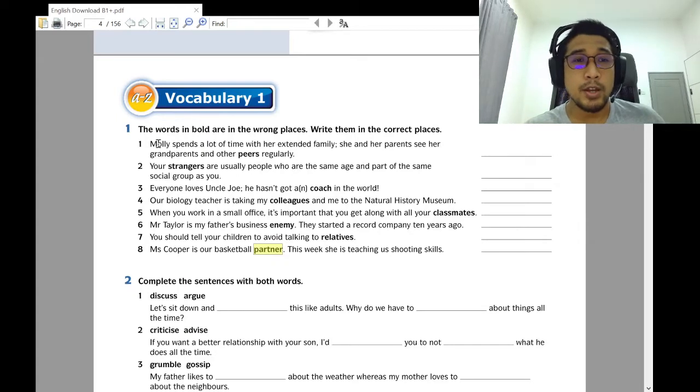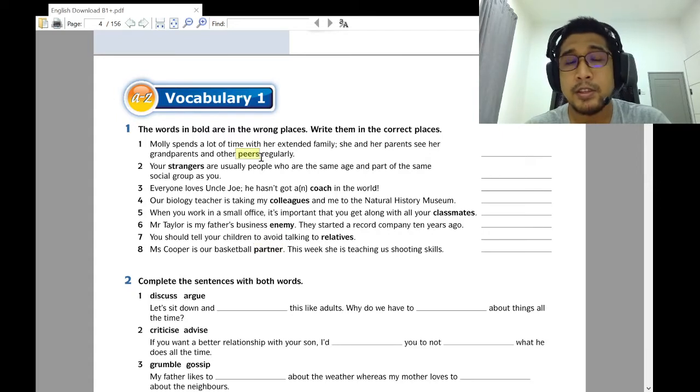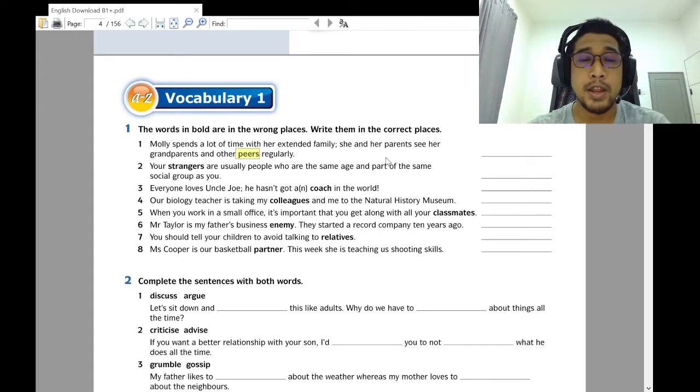For example, number 1, Molly spends a lot of time with her extended family. She and her parents see her grandparents and other, what? Is it other strangers, other coach, other colleagues, other classmates, other enemy, other relatives, or other partner? So write this sentence with the correct answer here in your book. You may pause the video now, and after you have finished, continue to check the answers. So press the pause button now.